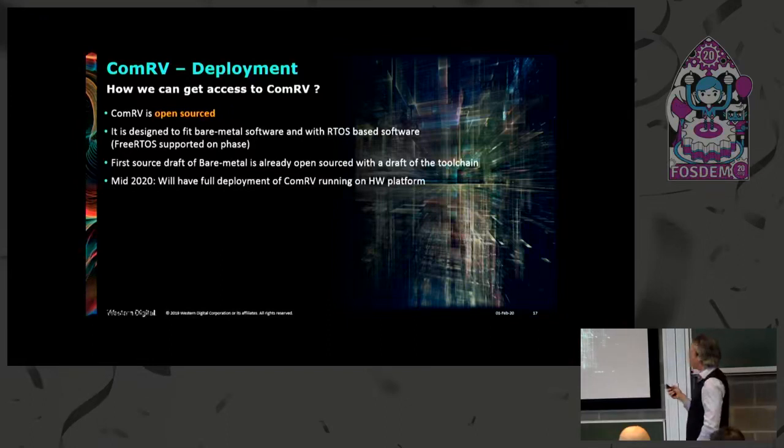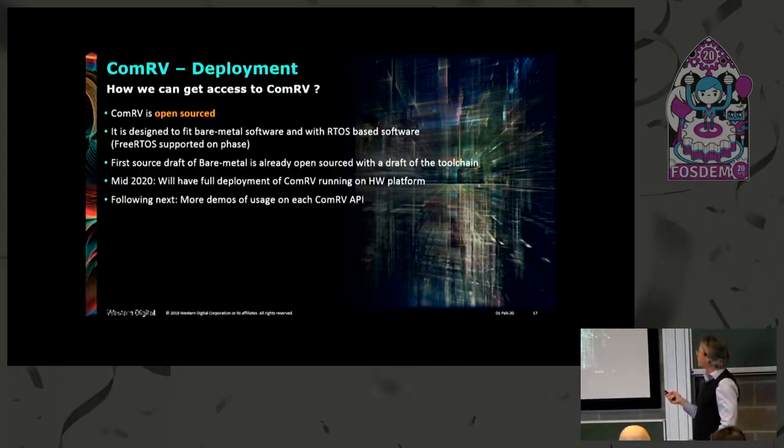By mid-2020, we're going to have a full deployment of CommRV running on a real hardware platform with the OS. Currently, it's running on a few other platforms, and it runs on ISS, which is cool. But because it doesn't depend on any hardware solutions, it can run on any hardware, but it has to be RISC-V.